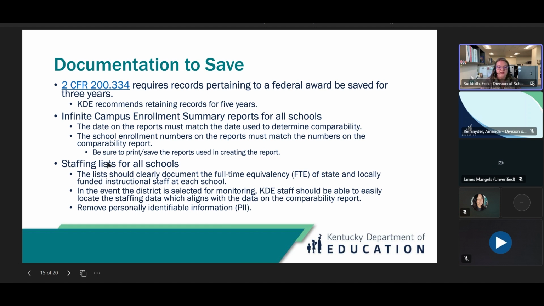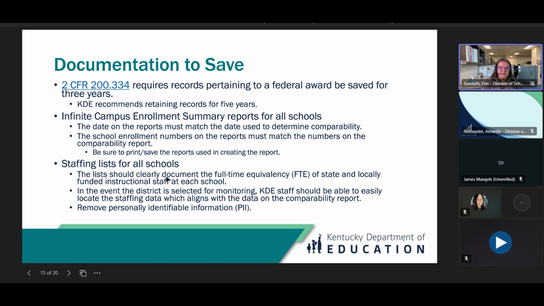We do recommend that once you've run the reports and you find something that works and you're ready to submit your comparability report, go ahead and save a copy of those exact reports for your records so that you have the exact documents with the same data that matches. What happens sometimes is that maybe you do the report in the morning and then later in the day we've got some students who enroll, some students who leave, and then if you have to pull these reports at a later date, all of a sudden those numbers don't quite match up. So just go ahead and save them when you do it.